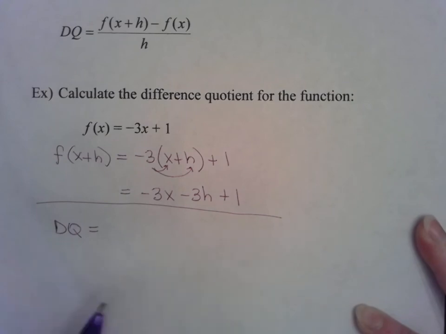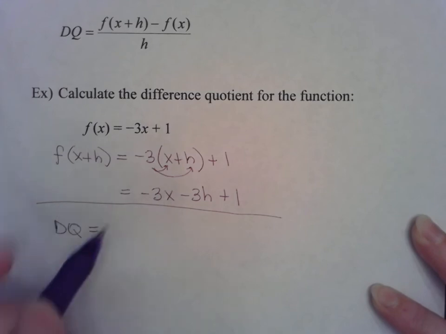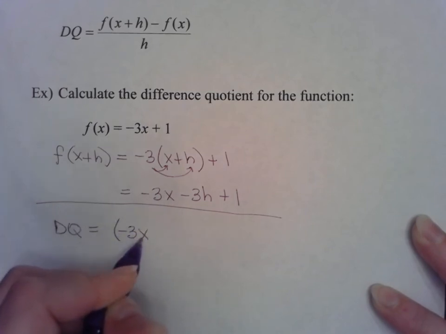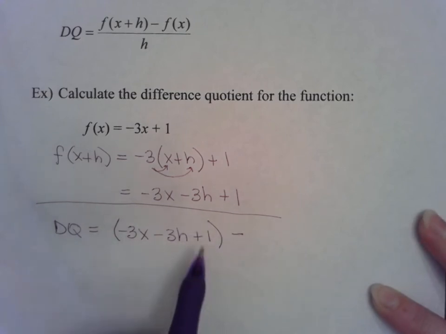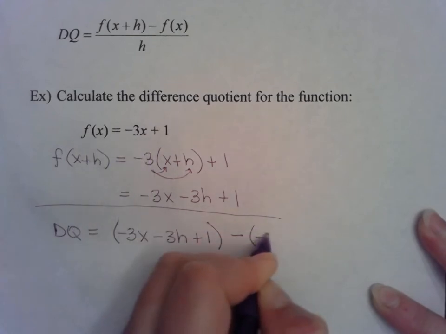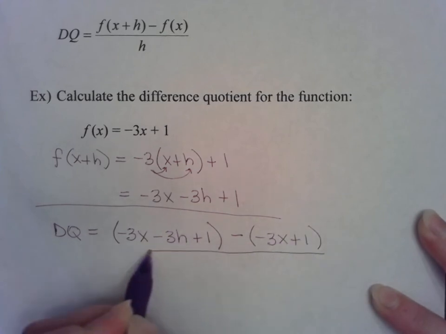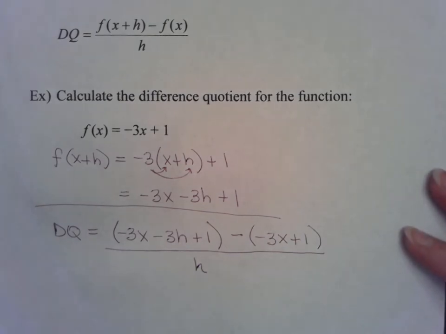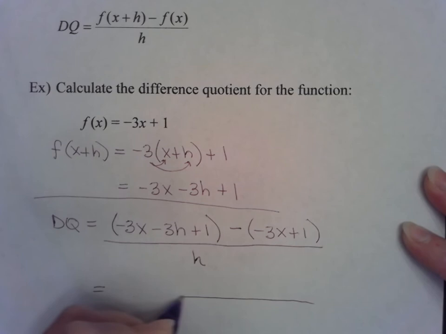Okay, so the difference quotient takes f of x plus h. This is f of x plus h right here. I'm going to put it in parentheses just so you can keep track of what is what. Then I'm going to subtract the regular function, f of x. In this case, that's the negative 3x plus 1. And I'm going to divide that whole thing by h. Okay, now I always say for these, some nice canceling should happen. So we're going to simplify it as much as we can.